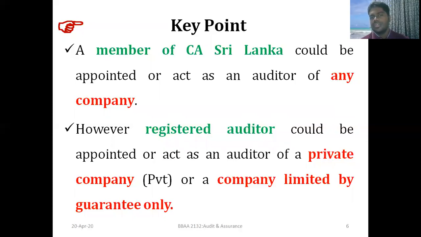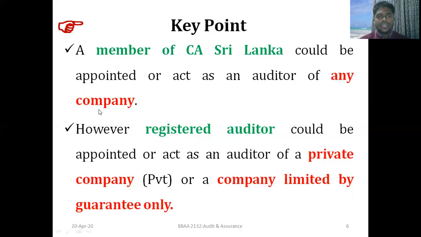The person is able to function as auditor for all companies. All companies, I hope you have some idea about the types of companies. Different types are there. So once a person has completed CA Sri Lanka and also has the required experience, the person is able to practice as an auditor for all types of companies: public companies or PLC, private companies or PVT, companies limited by guarantee, offshore companies, or whatever the types.